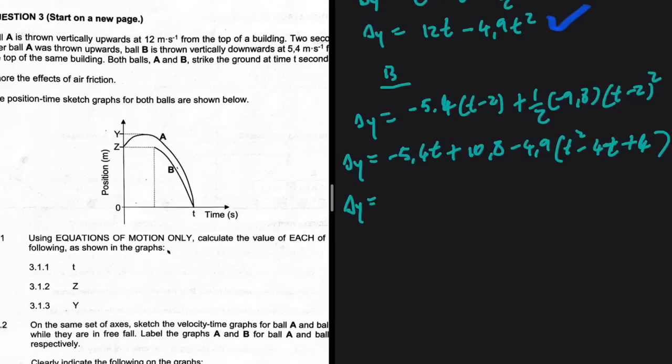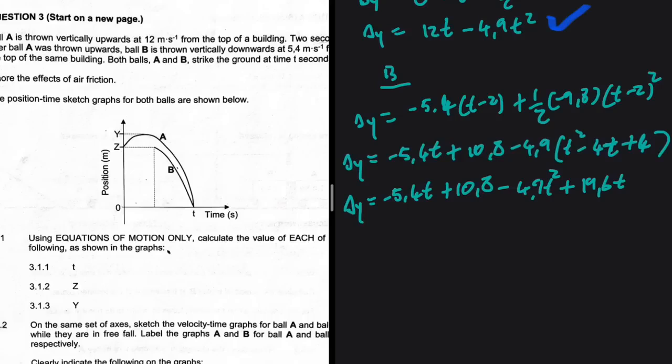Okay, delta y will be equal to minus 5.4t plus 10.8 minus 4.9 t squared. So 4.9 multiplied by 4, this is plus 19.6 t, right? And then what?